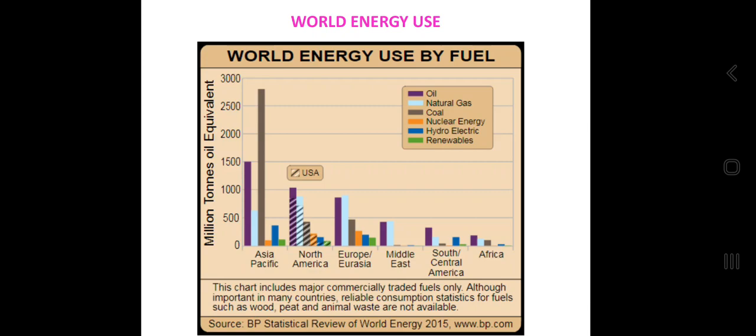World energy use in million tons of oil equivalent. So we could see Asia Pacific uses a high amount of coal. In the USA they use oil. In North America, this chart includes major commercially traded fuels only. Although important in many countries, reliable consumption statistics for fuels such as wood, peat and animal waste are not available. So this is the statistic of world energy.